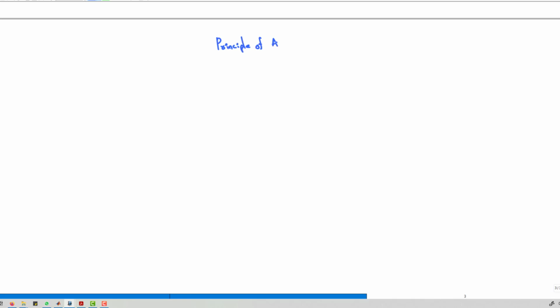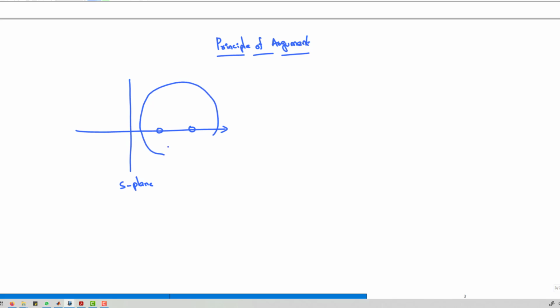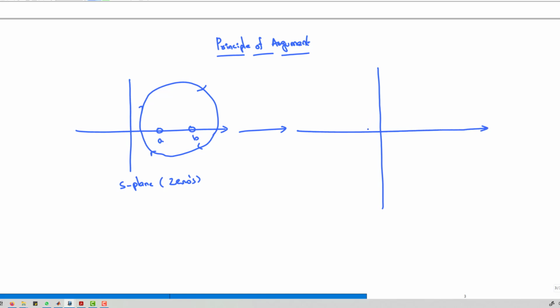Now let us take a simple example like the principle of argument. This principle of argument states how we represent poles and zeros that are enclosed, or encircled, inside a plane. The principle of argument states that if the closed contour in the S plane encloses P poles and Z zeros in the right hand side of the S plane, then the origin of the G(s)H(s) plane is encircled P minus Z times in the anti-clockwise direction. So here I am taking two zeros, A and B, that are encircled.